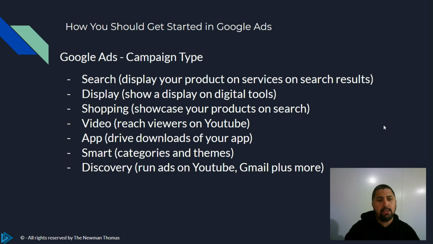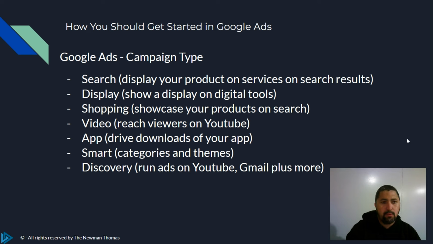The next one is to reach viewers on YouTube. Now, this particular video is going on YouTube, and I'm going to be using the campaign type of video to showcase or to reach viewers for my YouTube channel. Another campaign type could be app, where you drive downloads of your app.